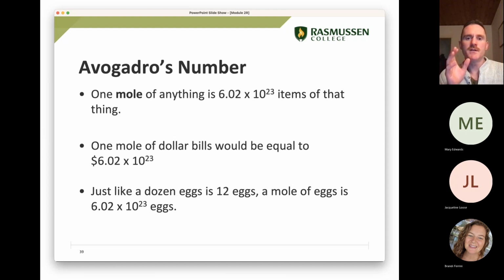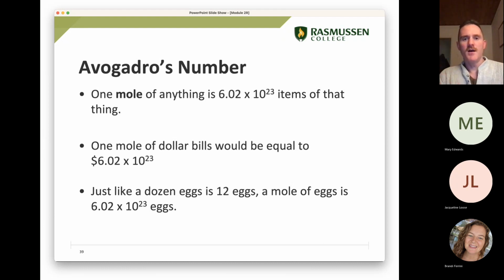But that 6.02 times 10 to the 23 is the same thing as saying a dozen. 1 mole of anything is 6.02 times 10 to the 23 of that thing, just like 1 dozen of a thing is 12 of that thing. So it's just a much larger version of a dozen.